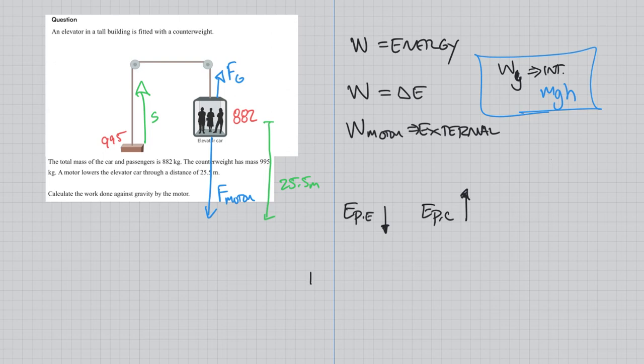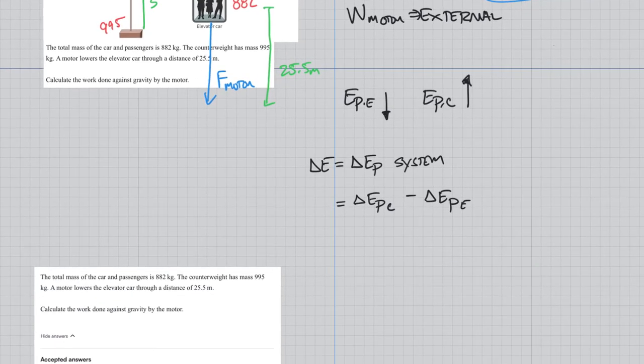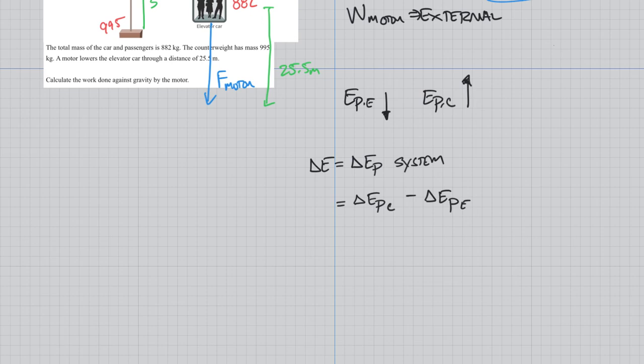So our change in energy is going to be the change in potential energy of our system, which is the change in potential energy of the counterweight minus the change in potential energy of the elevator. That's going to be mass of the counterweight times gravity times delta h, minus mass of the elevator times gravity times delta h. Gravity and delta h are the same for both of them, so it's going to be mass of the counterweight minus mass of the elevator. And that's how I would find my change in energy.